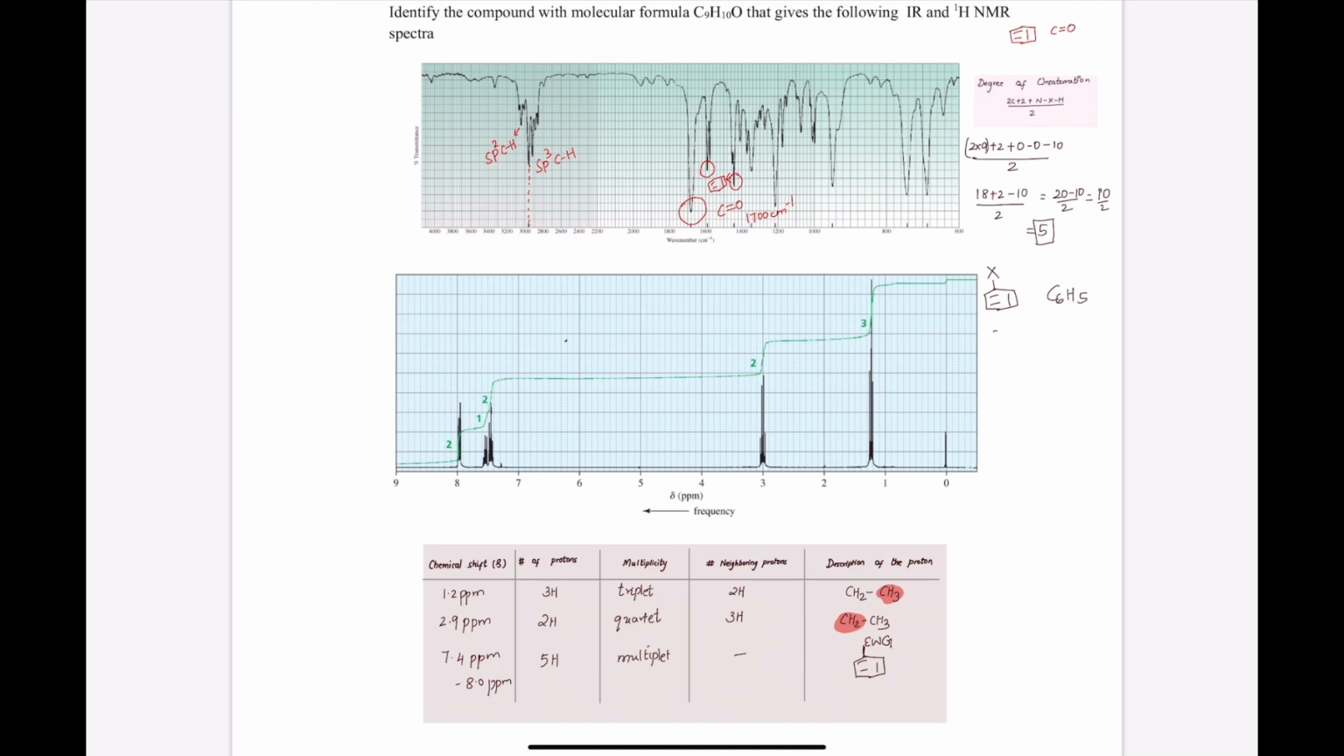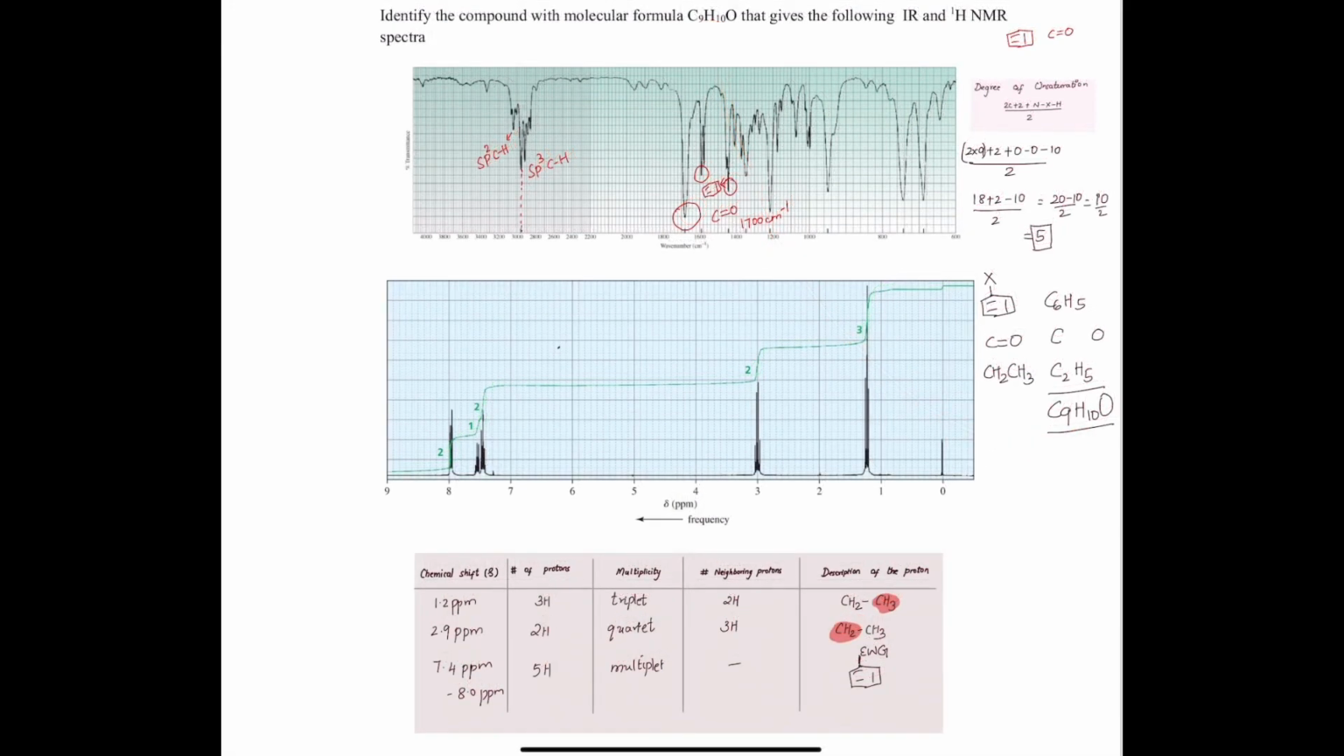And we already know that there is a carbonyl group. So we are going to add 1 carbon and 1 oxygen. And then we know that there is an ethyl group. The ethyl group is going to correspond to 2 carbons and 5 hydrogens. So on the whole, if you calculate the total number of carbons, hydrogens, and oxygen, it is going to be C9H10O, which is definitely the same as what we have been given. Okay, now the final thing that we have to do is put all of these 3 parts together.